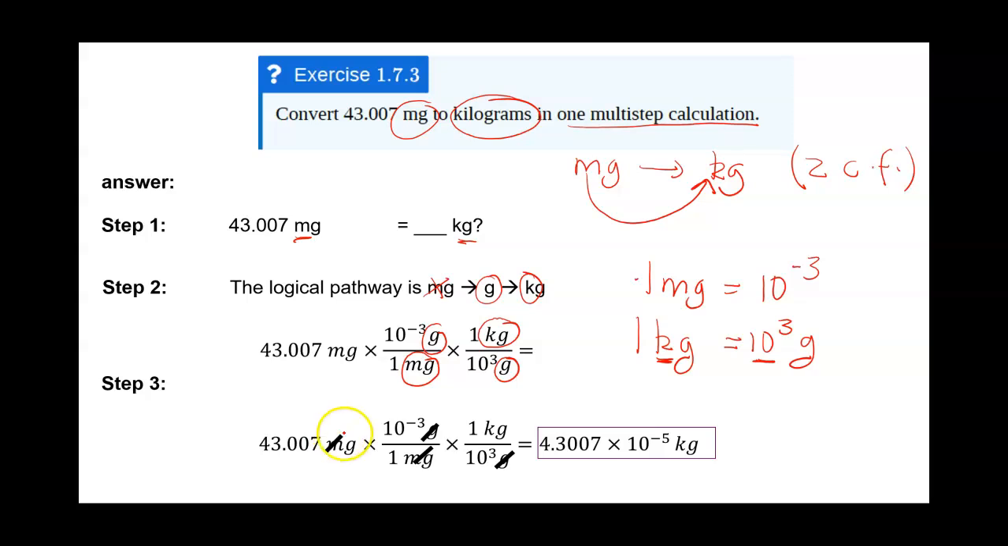What I'm going to do now is just check that my units cancel the way that I'm expecting, and the only unit that remains is kilogram. So now I'm going to go ahead and perform the calculation, knowing that I have everything set up correctly, and I'm going to make sure that I don't change the number of significant figures. So I started with 5 significant figures and I ended with 5 significant figures.